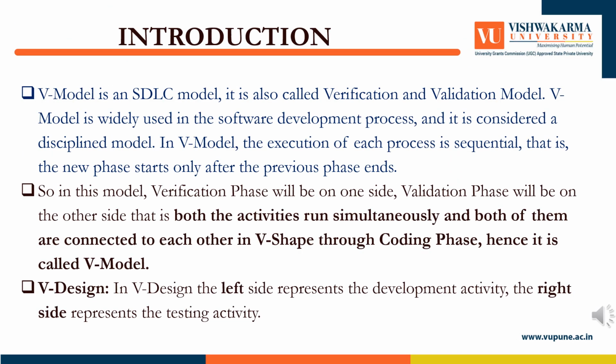So V model is nothing but a software development lifecycle model, which is also called the verification and validation model. Which means on one side the verification phase takes place, and on the other side the validation phase starts. It means verification and validation work in parallel. After the verification side completes, the validation side should begin. In this model, the verification phase is on one side, and both activities run simultaneously, and both of them are connected to each other in a V shape through the coding phase. Hence it is called the V model.